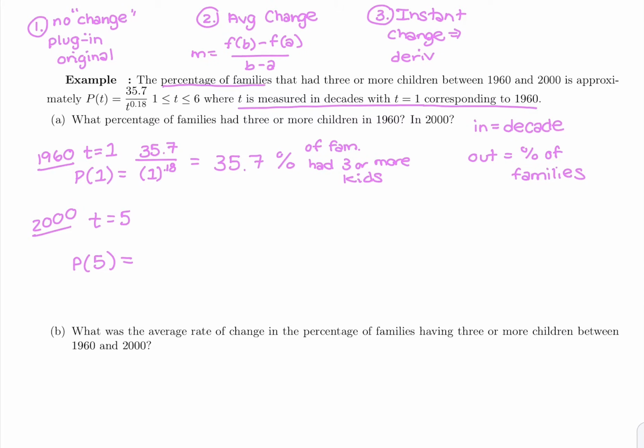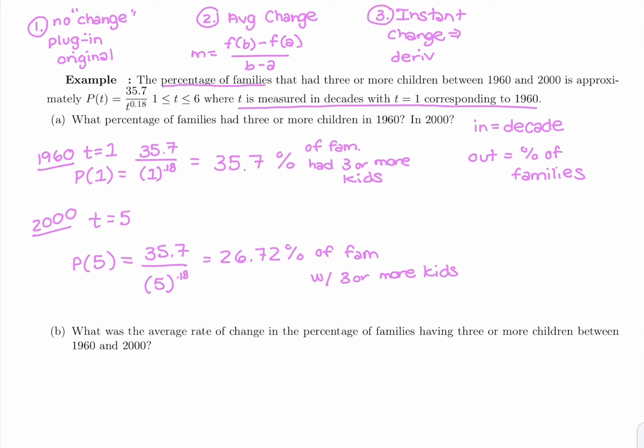P of 5. We're going to do 35.7, and then in parentheses, we're going to replace T with a 5 to the 0.18. So grabbing your calculator, you want to see what percent of families you get. We'll just round to maybe the second decimal place. So there's about 26.72% of families with 3 or more kids.